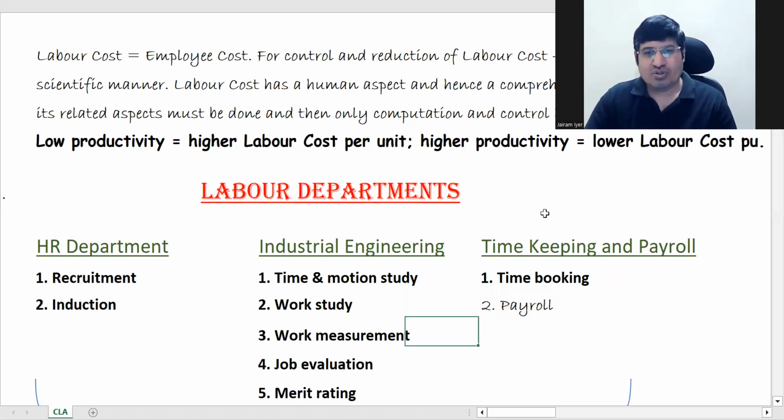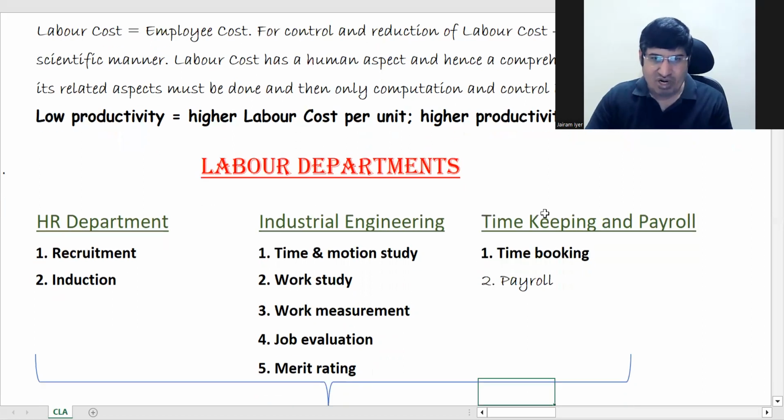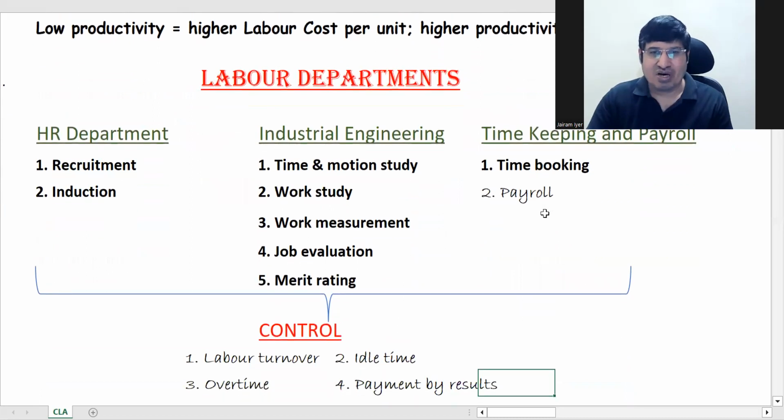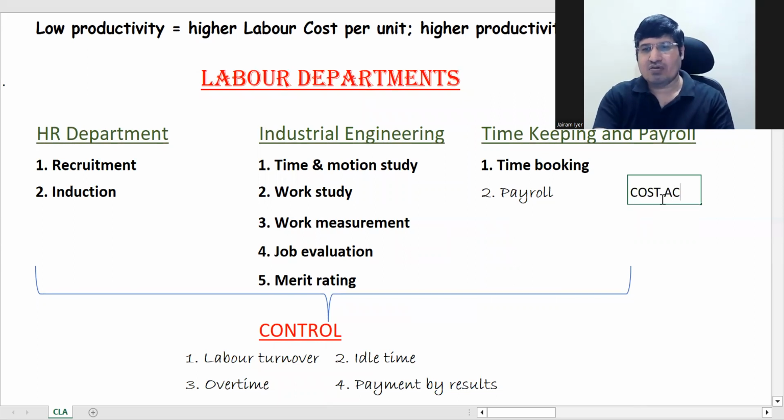So these are the main groups of departments. Apart from this, there is one more department which is cost accounting department, which is very main from our point of view, right? Because we are into cost accounting studies. So there's another department called cost accounting department, and all analysis of varied nature are under that department. So now for the control function, for controlling the labor cost, all these departments, including your cost accounting department, include cost accounting too.